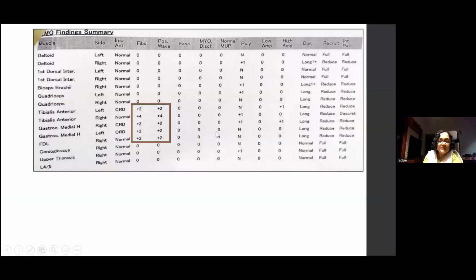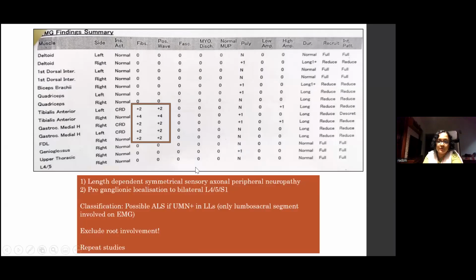When you do the EMG, you can see that there are complex repetitive discharges. It's a chronic condition there, and there are bilateral active denervation changes with neurogenic motor units. There are some chronic denervation changes in the upper limbs as well, as you can see in the biceps and the deltoid, but no active changes. Active denervation is important. That's what you're looking for.